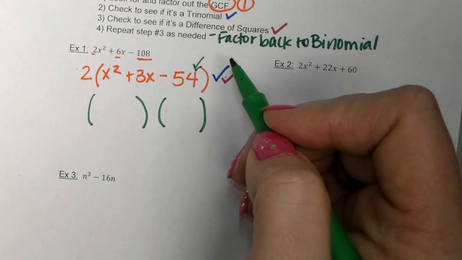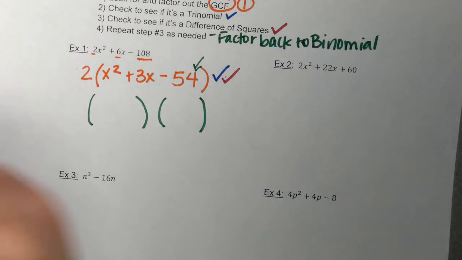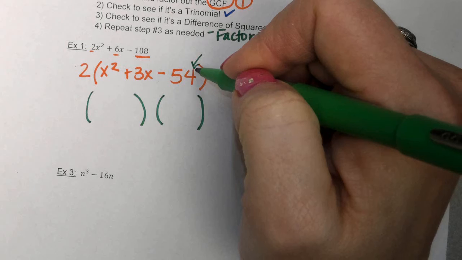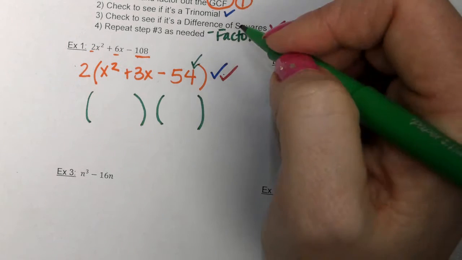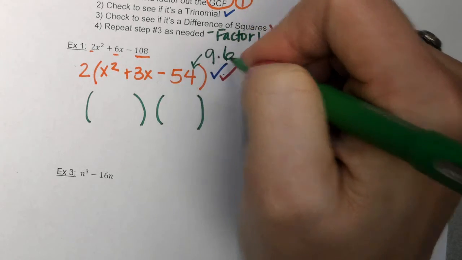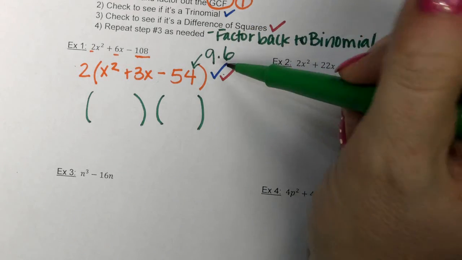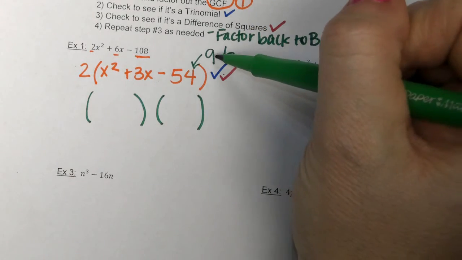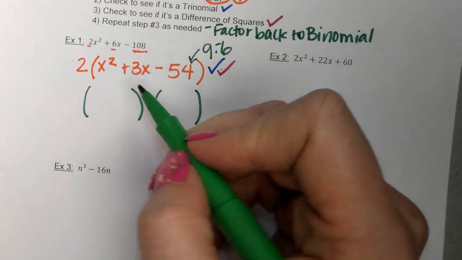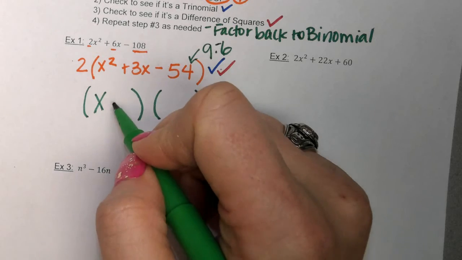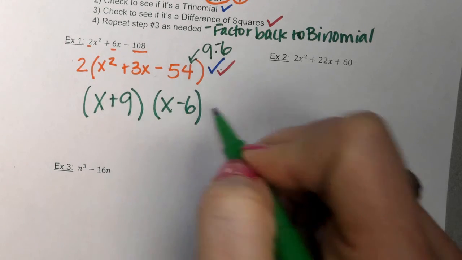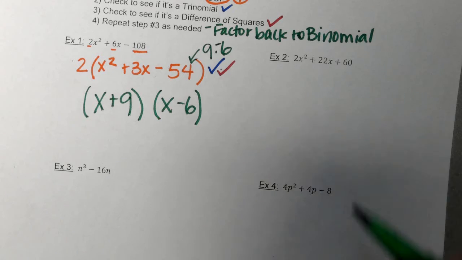Okay, so let's look at our last term, negative 54. We have to think about the factors of negative 54, and when we add them together, they need to equal 3x. Well, right now I'm thinking of 9 and 6. Have you thought about that? So if we have a positive 9 and a negative 6, that's going to give us a 3x. So we have x and an x, positive 9, negative 6. Remember this?